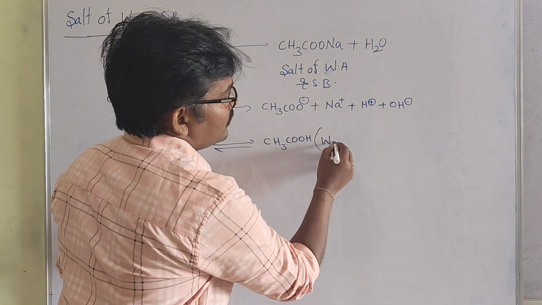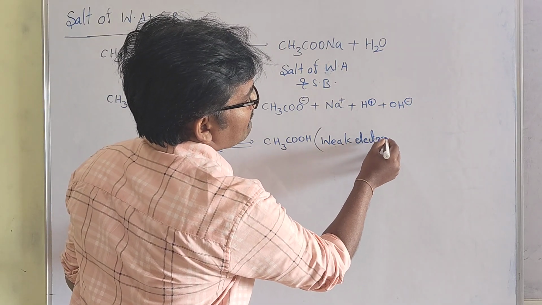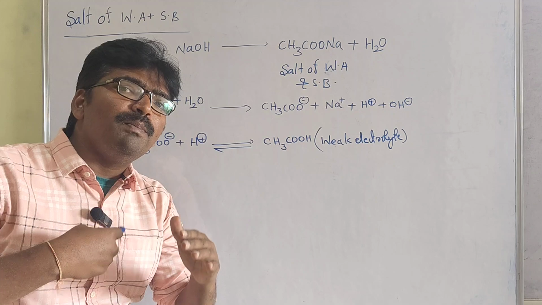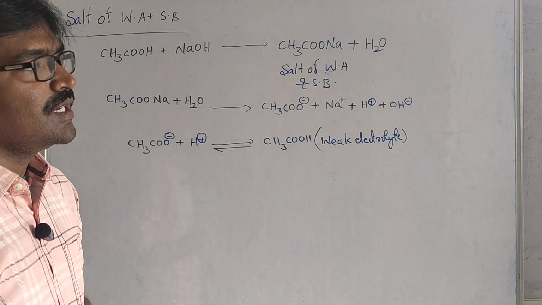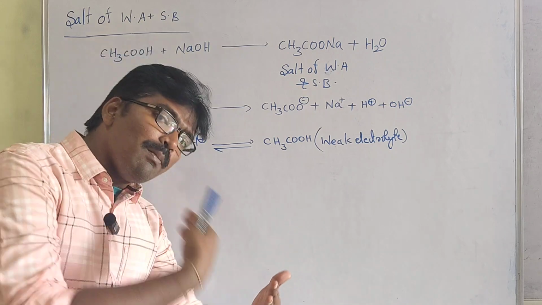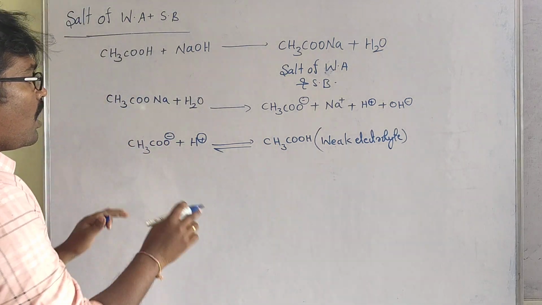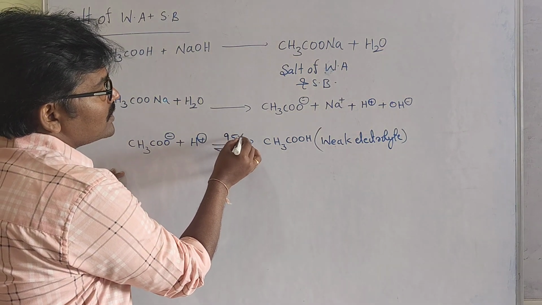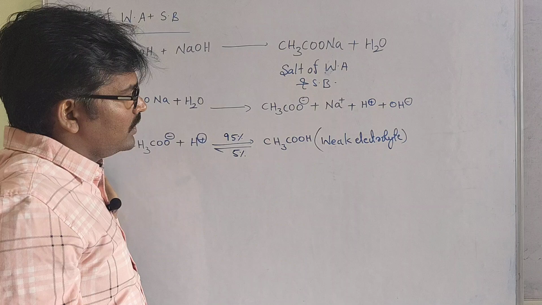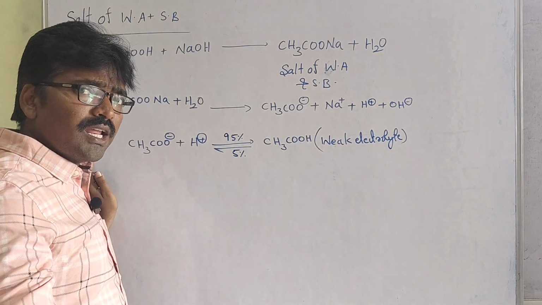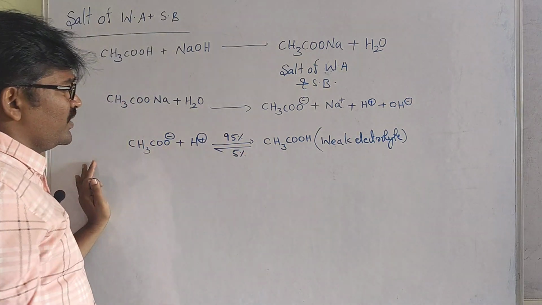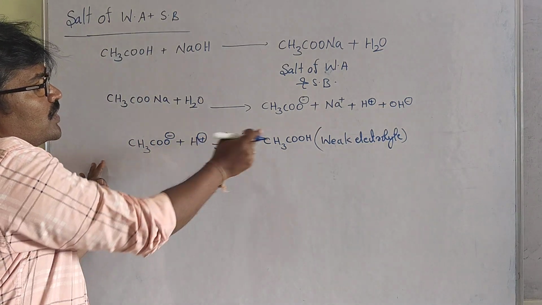So this is a weak electrolyte. Weak electrolyte means it does not undergo 100% hydrolysis, so the backward reaction does not take place. The ions combine with each other and form a compound as usual. So the forward reaction takes place in about 95% of cases and only about 5% the other way, not exact, approximate. Why? Because this is a weak electrolyte. A weak electrolyte does not undergo hydrolysis, but the ions combine with each other to form the compound like this.